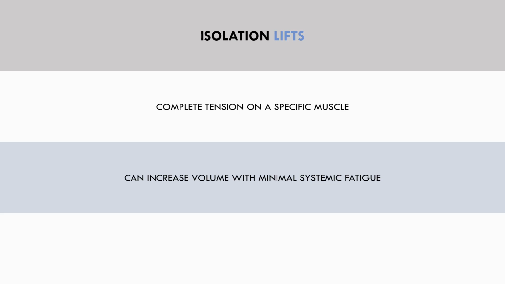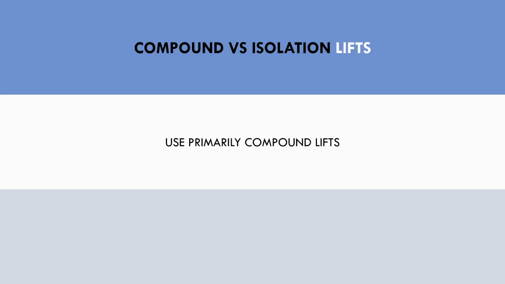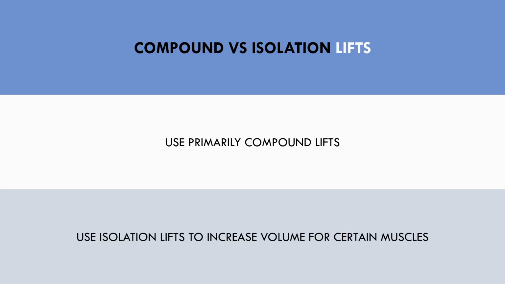However, using too many isolation exercises means that more total exercises need to be performed to achieve the same volume. This may be practically very inconvenient if too many isolation lifts are used. A practical guideline would be to train using primarily compound lifts and use isolation lifts to get more volume for muscle groups that may not have been fully exhausted from the compound exercises.